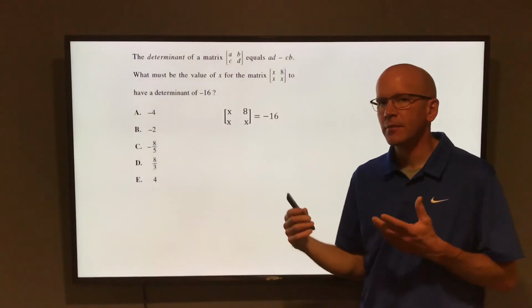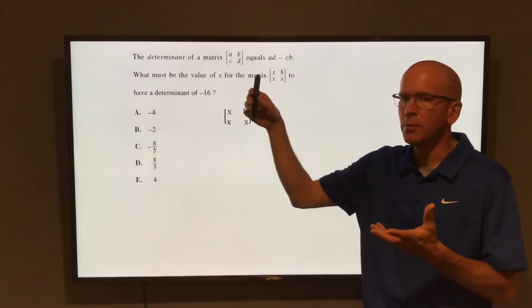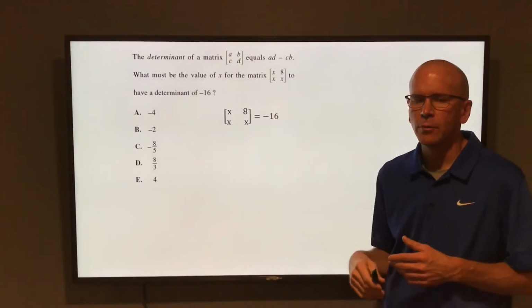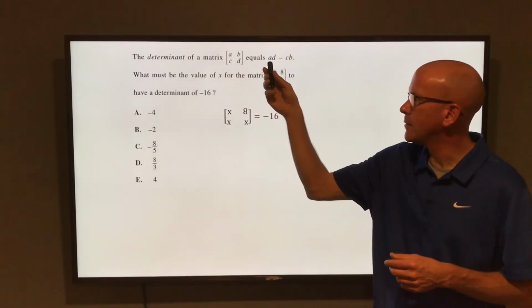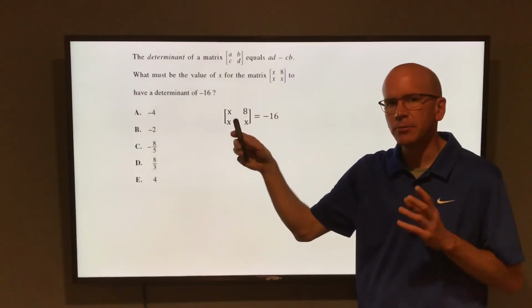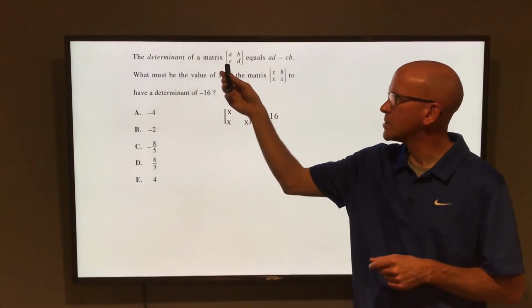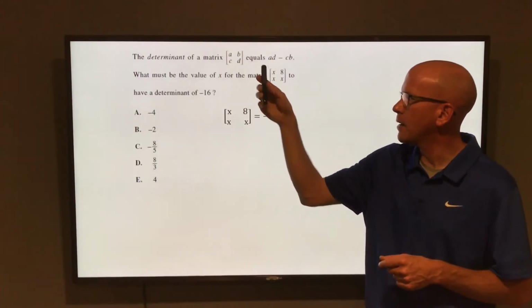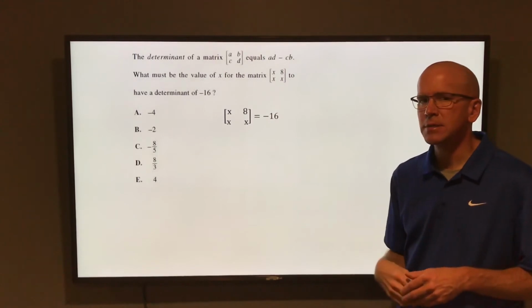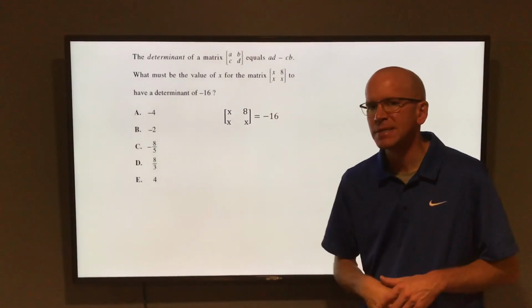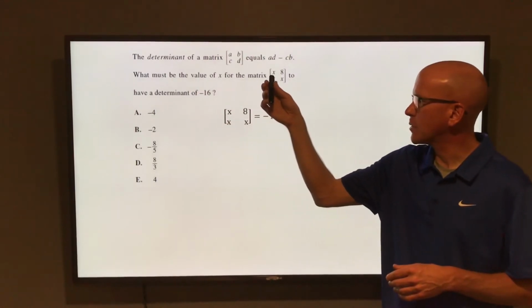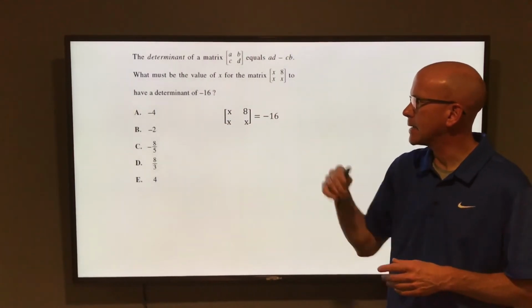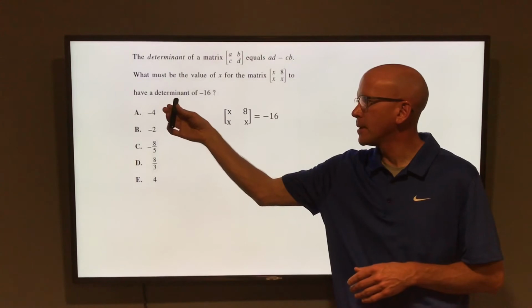So the determinant of a matrix is found by a 2x2 matrix, which is what this is, 2 rows, 2 columns. Starting in the top left corner, multiplying down diagonally, in this case it's AD, and then subtract the up diagonal, which is starting in the bottom left corner and multiplying up diagonally. In this case, that's CB. So AD minus CB. What must be the value of x for the matrix with columns of x and x and 8 and x to have a determinant of negative 16?